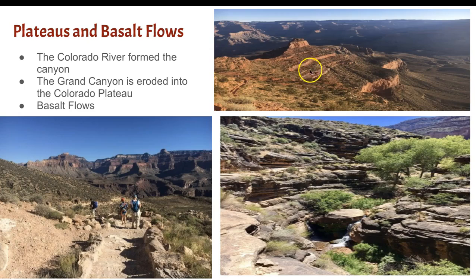So this is what I'm talking about with the basalt flows. So this right here is a plateau, and it would have been flat, but the basalt flow is that curved higher top on top of the plateau, and then right here we're at the bottom of the canyon, and this is the Colorado River.